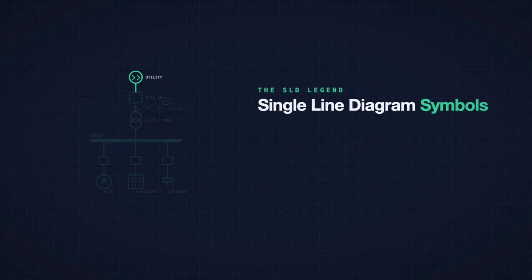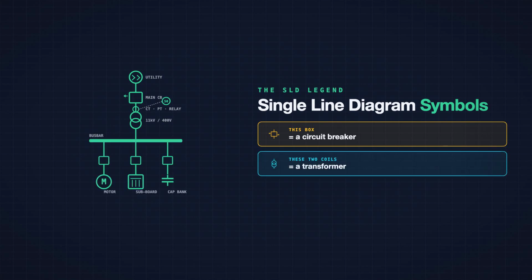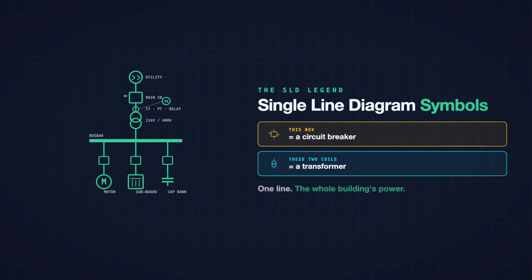This one drawing runs an entire building, and every mark on it is a single line diagram symbol. Look here. This box is a circuit breaker. These two coils are a transformer. That whole strip of power is drawn as one line. That is the trick a single line diagram plays. And once you can read it, you can read how any facility gets its electricity.